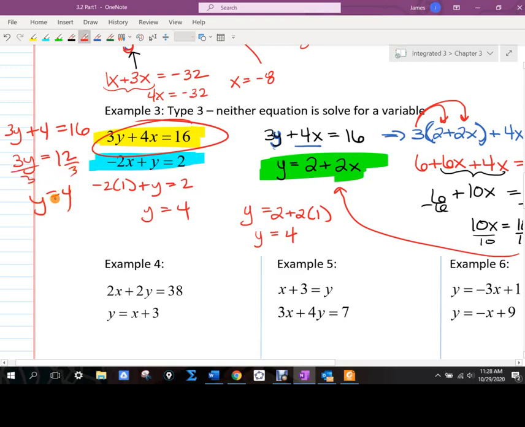So people always ask me, well, which one do I plug into? It doesn't matter. The only thing that matters in regards to plugging back in is if you can foreshadow a little bit and say, okay, which one's going to be easier to get my y solved for or my y evaluated for. Does that make sense? Okay.